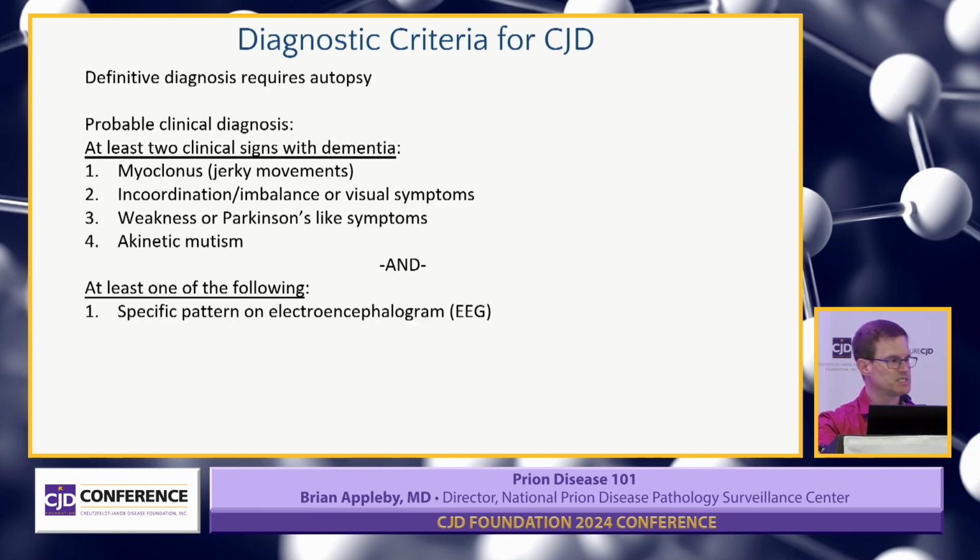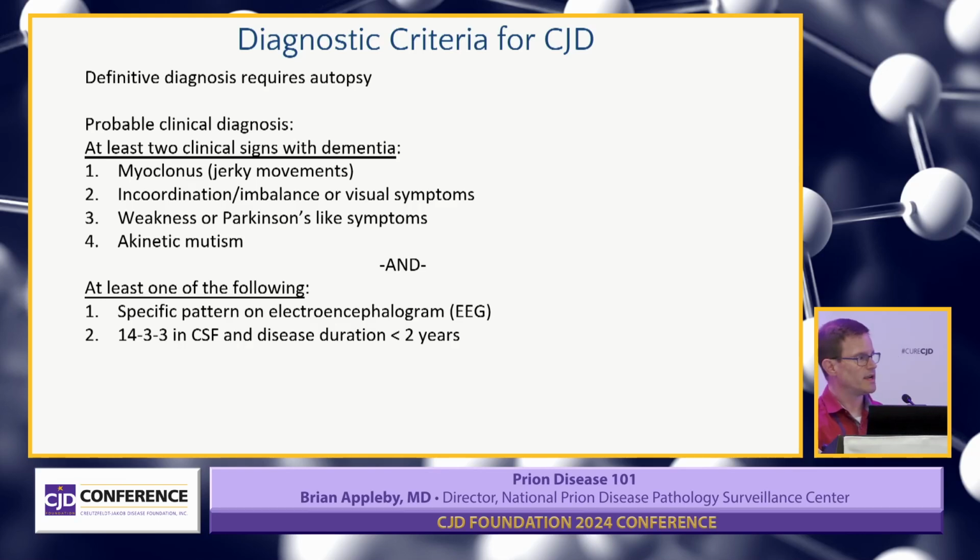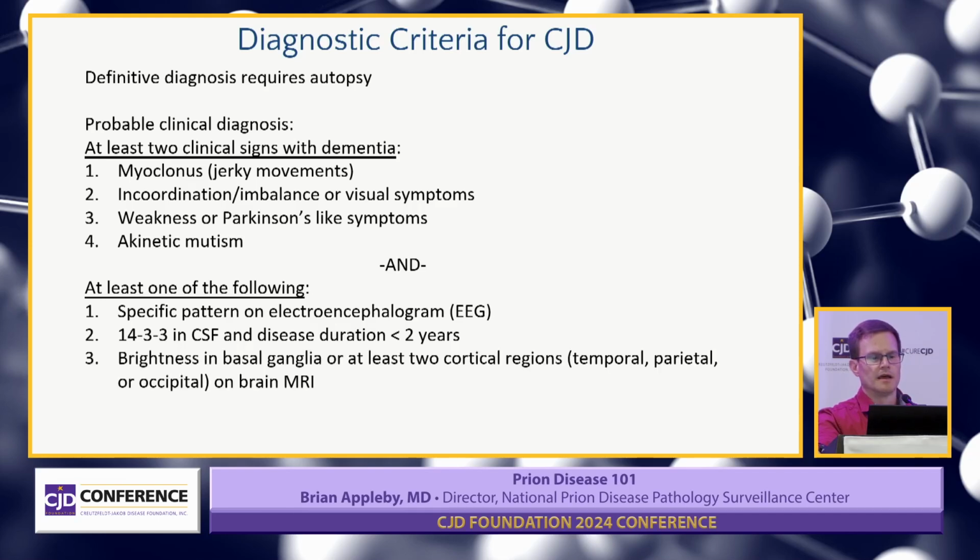And that could be a specific pattern on something called electroencephalogram, EEG, which looks at brain waves. It can be looking at different proteins in the brain, one of them 14-3-3, which we'll talk about the problems with later. And then the brain MRI, which has really, I think, been a very helpful tool in the arsenal of diagnosing prion disease.